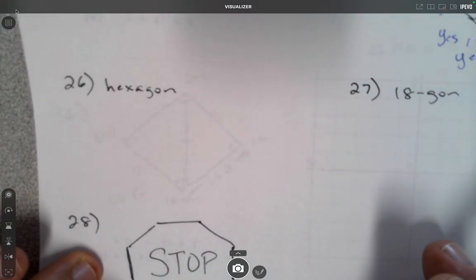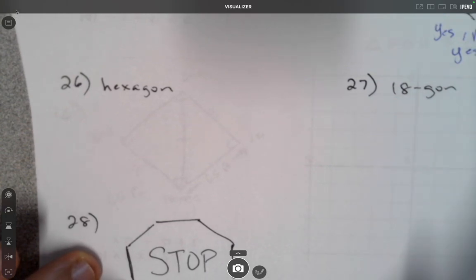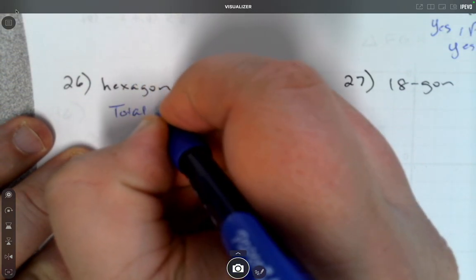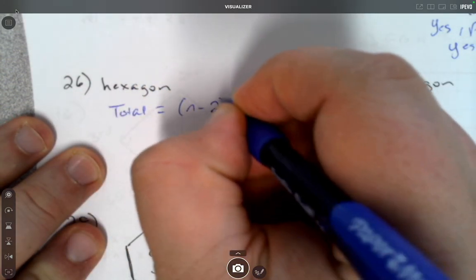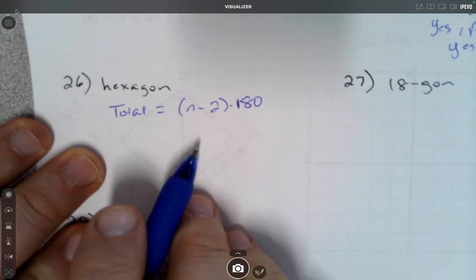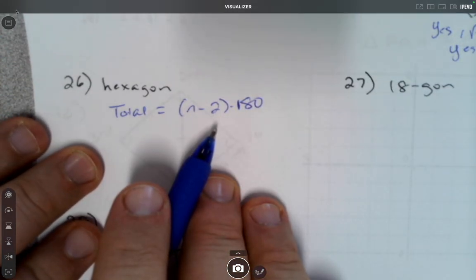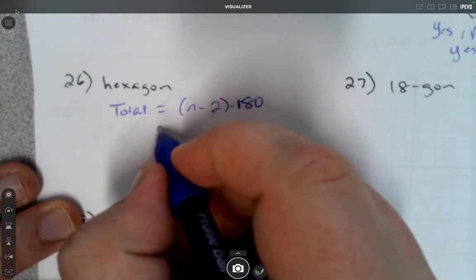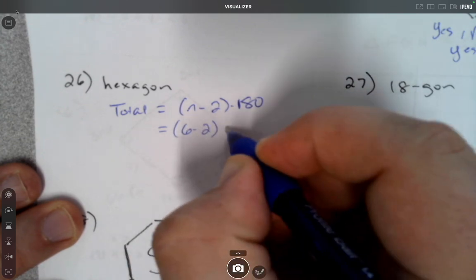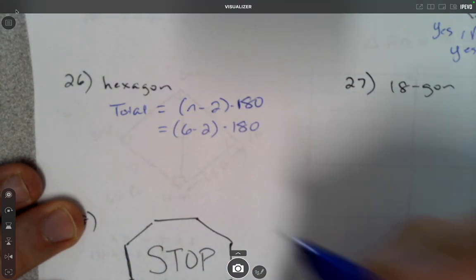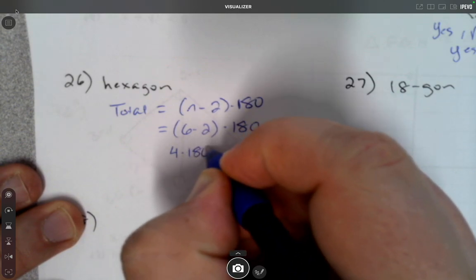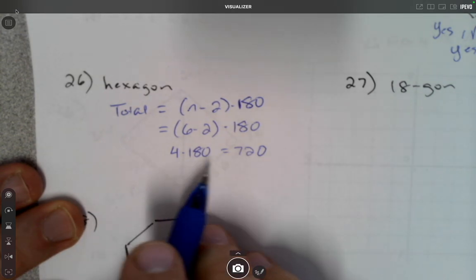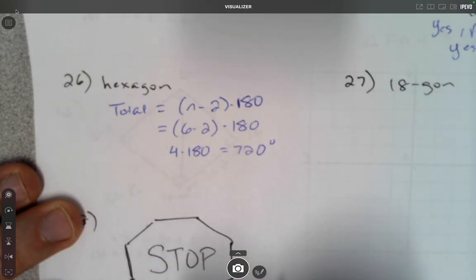26. Find the measure of an interior angle, so just one. So the formula to get the total number of degrees is n minus 2 times 180. So they ask us how much one angle is equal to, but to get there we'll need to figure out how many degrees there are in total in a hexagon. So a hexagon has 6 sides, so I say 6 minus 2 times 180. 6 minus 2 is 4. 4 times 180 is 720. So that's the total number of degrees inside a hexagon.